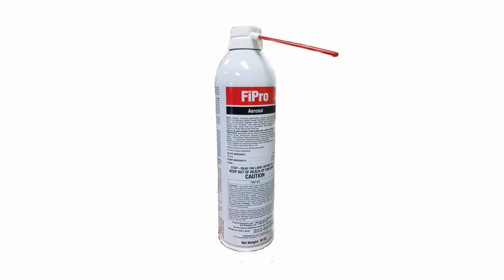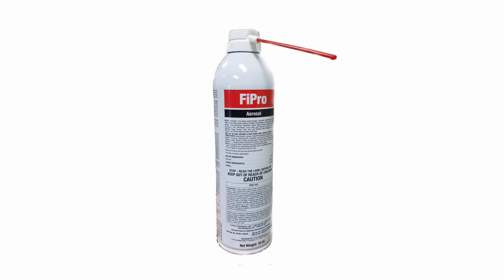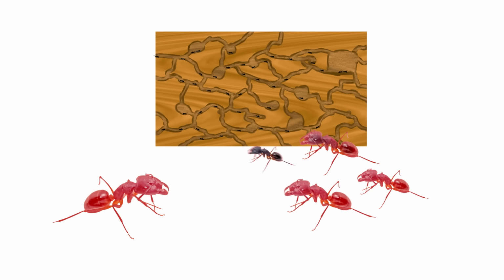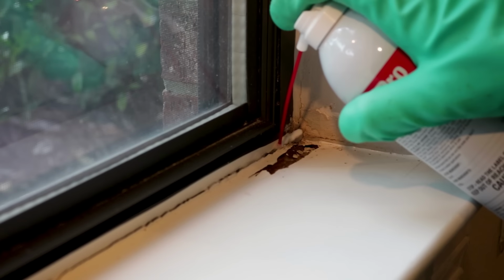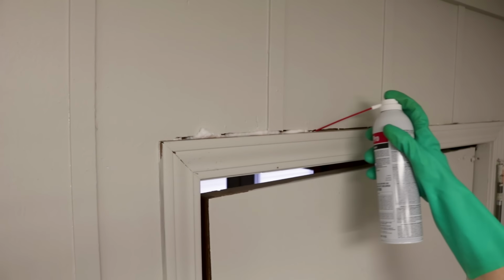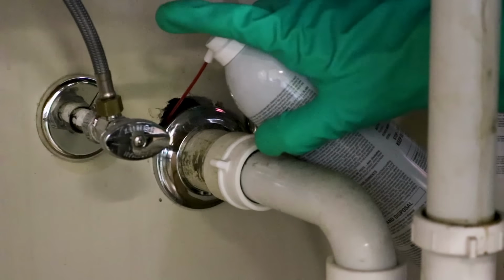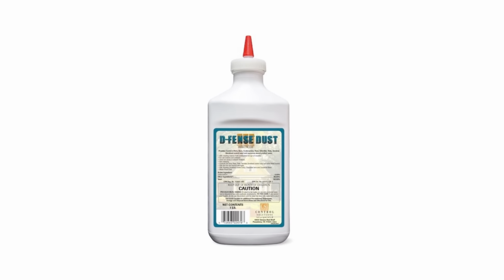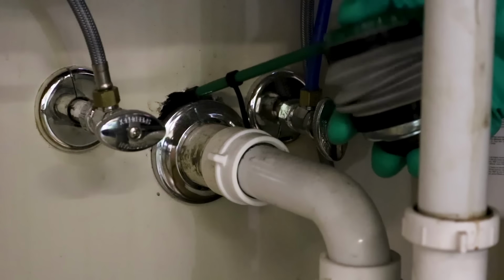Next, apply Fipro aerosol foam to any cracks, crevices, and wall voids. This is a non-repellent foam, so the ants will unknowingly come into contact with it, return to the colony, and contaminate others. Apply Fipro around windows, doors, plumbing under sinks, or into walls. You can also puff an insecticidal dust, like defense dust, into voids.